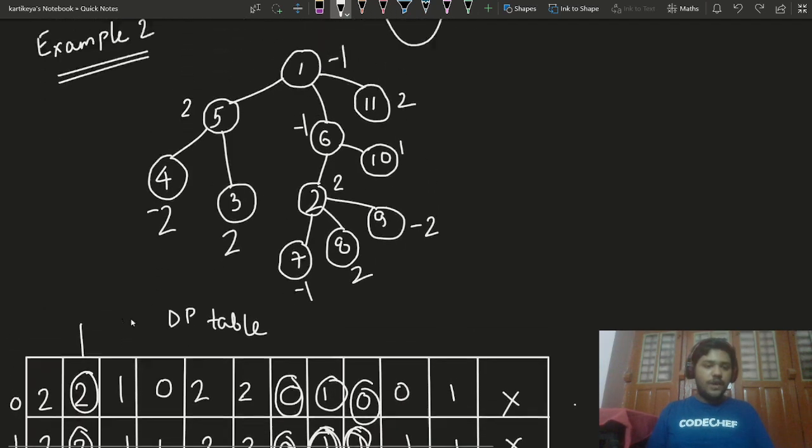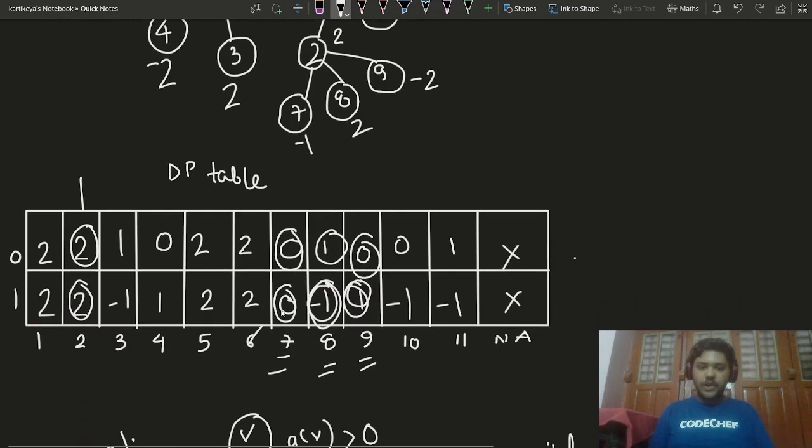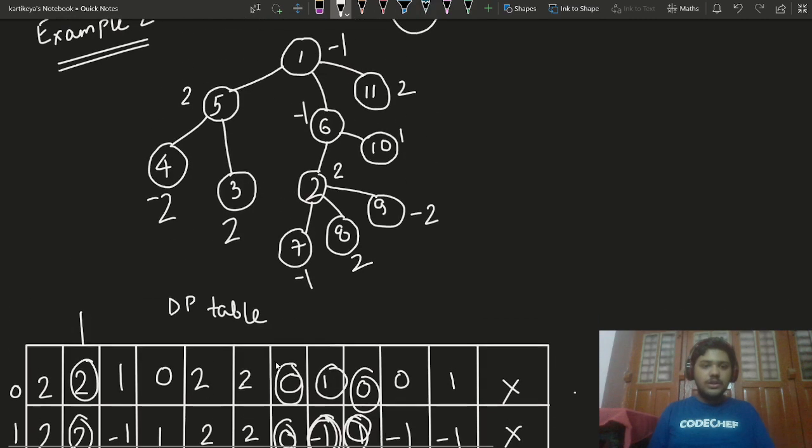So we are on the node number... We have computed for this node, we have computed for this node, we have computed for 10, we have computed for 11. So now we have to compute for the node number 6.